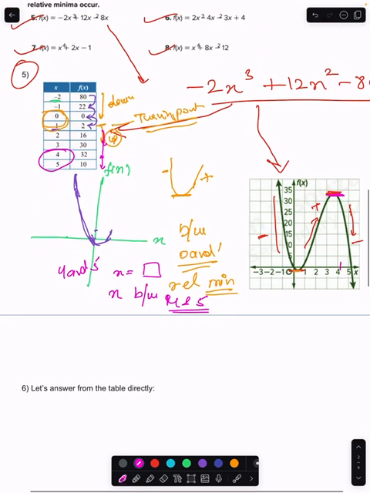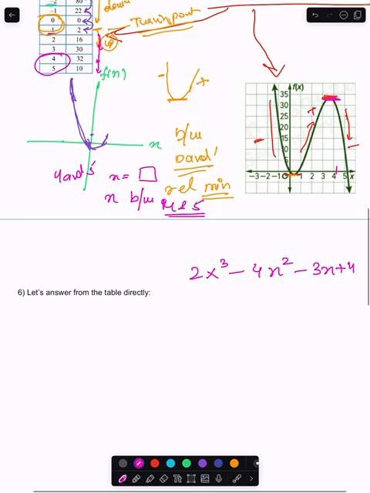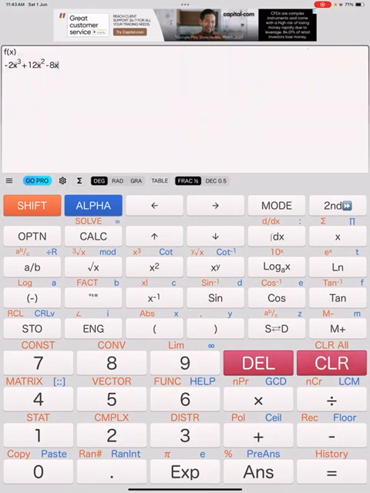Question number 6, and the polynomial is 2x cube minus 4x square minus 3x plus 4. Let's input these values here in the calculator. 2x cube minus 4x square, and let's check. Clear. 2x cube minus 4x square.